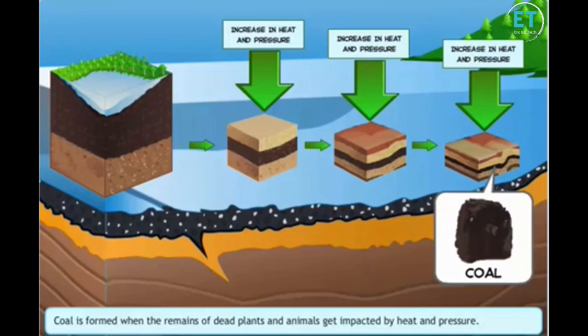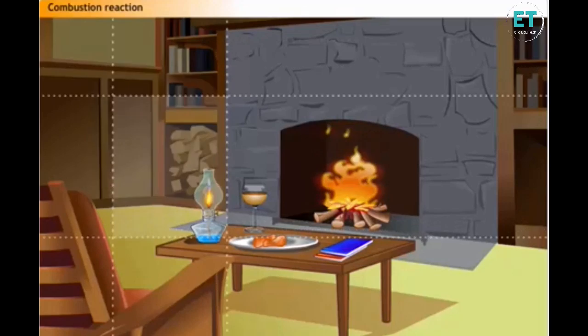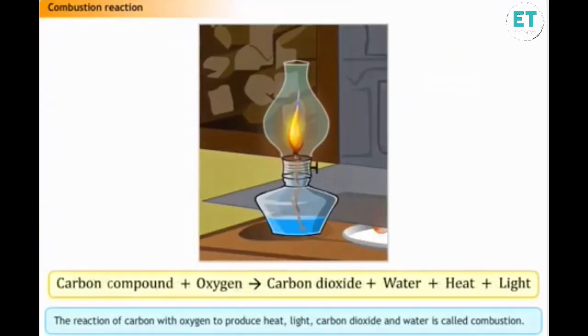In this lesson, you will learn more about the chemical properties of carbon compounds, like coal and petroleum, and the type of reactions they undergo. All carbon compounds react with oxygen to produce heat and light, along with carbon dioxide and water. This reaction of carbon with oxygen is called combustion.